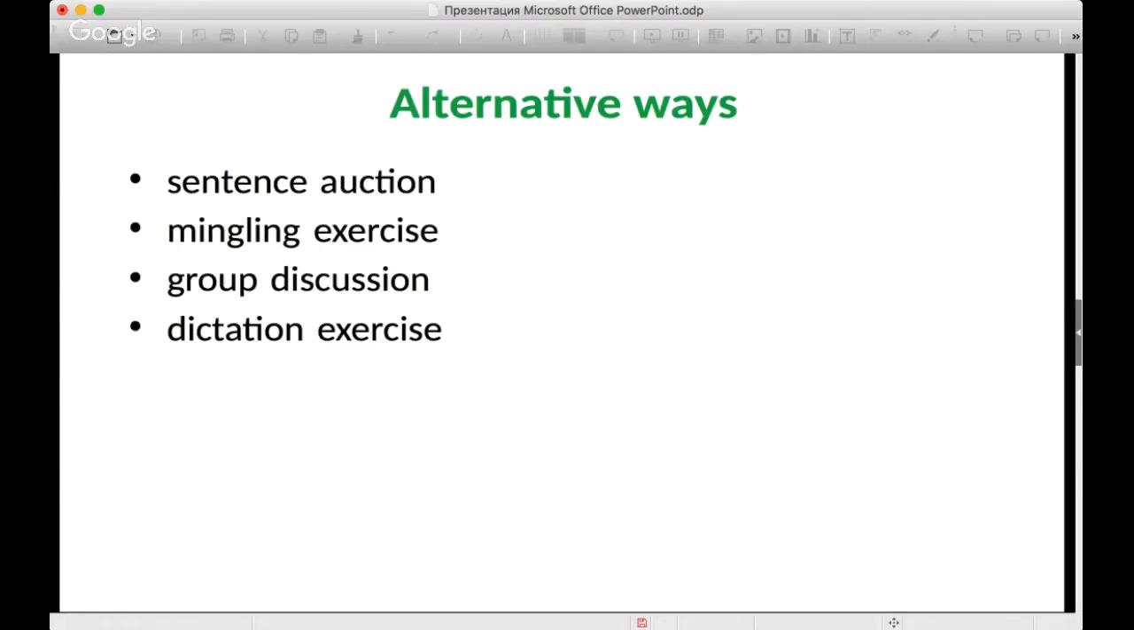It can also be a mingling exercise, where you write one sentence on a separate card and spread these cards among your students. They need to mingle, show the sentences they have, discuss where the mistake is, or whether the sentence is correct or not, and collaborate to correct the sentence.